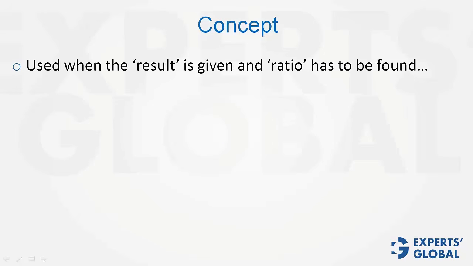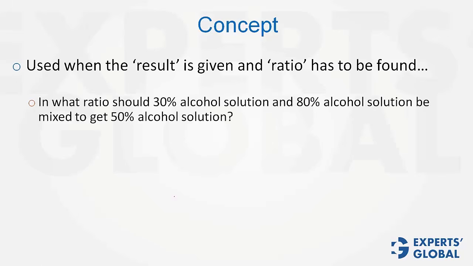If you saw the last video on mixtures, there the questions used to be on the lines that if 20% alcohol solution and 50% alcohol solution are mixed in the ratio 2:3, what is the percentage of alcohol in the resulting solution? So in that case, we could use the weighted average directly. In this case, it is a bit different. Reverse the question. The question is that in what ratio should 30% alcohol solution and 80% alcohol solution be mixed to get 50% alcohol solution? So, see, the result is given.